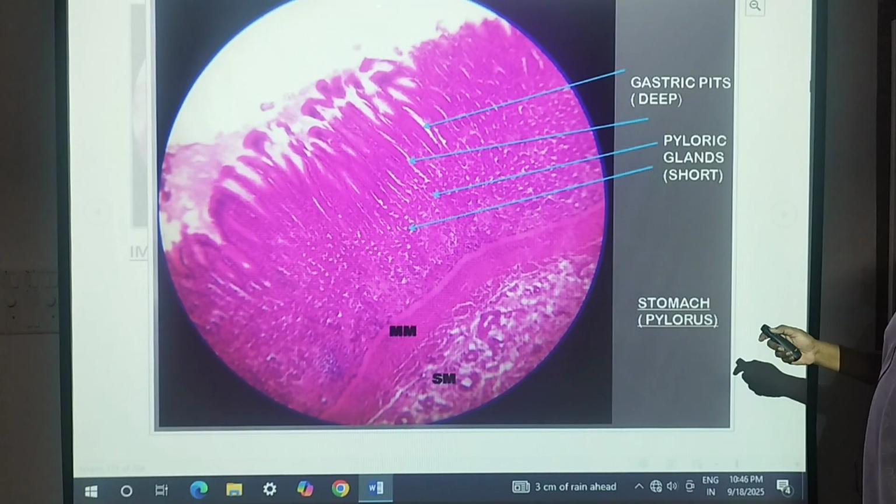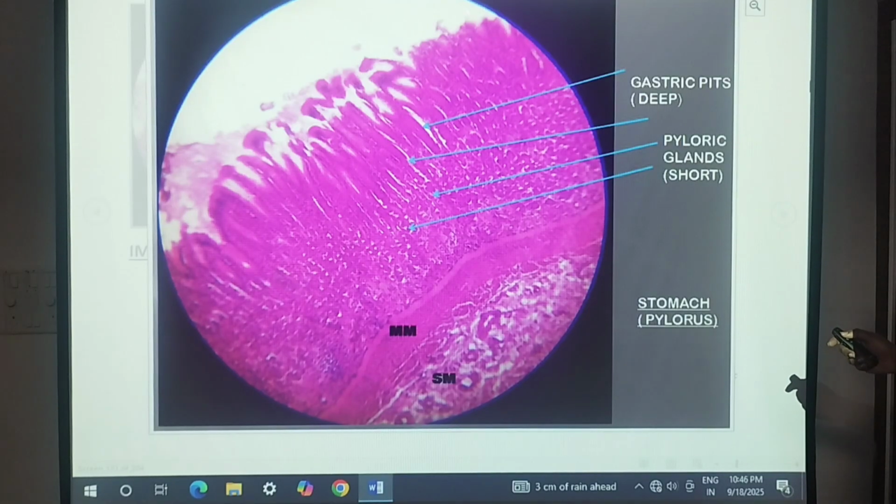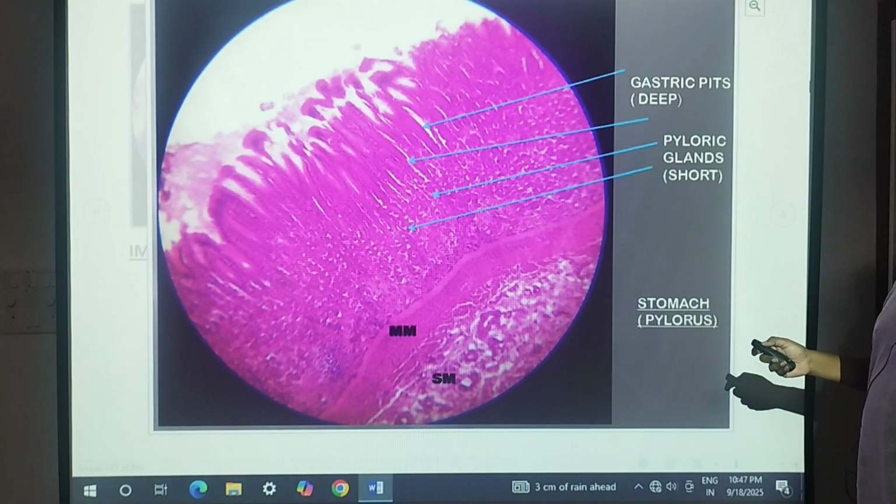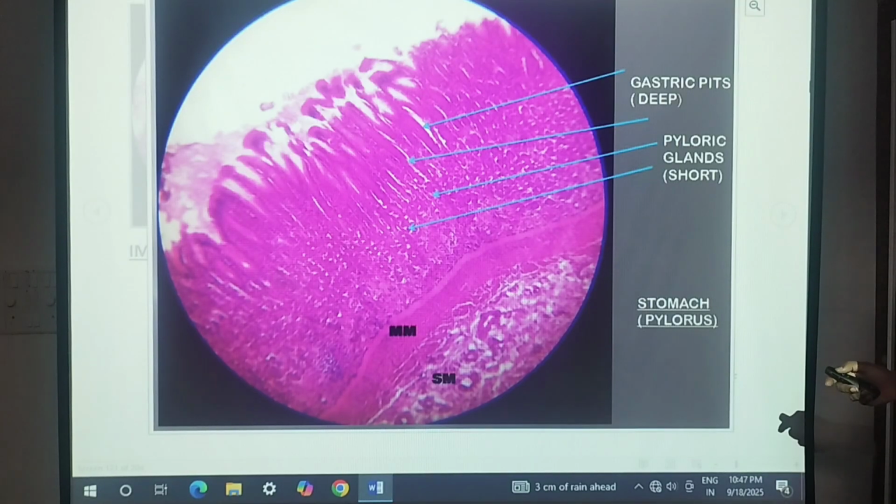So continuing with the histology of the stomach, now you can see I have put the actual photo micrograph of the stomach at the level of the pylorus. So this is the photo micrograph of histology of stomach at the level of the pylorus. Now already we have discussed the histology of stomach at the level of the fundus. Now in pylorus, what are the important things you have to identify?